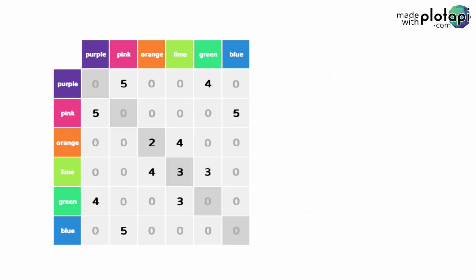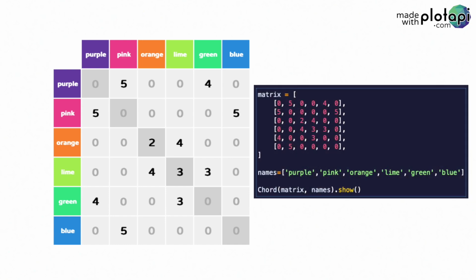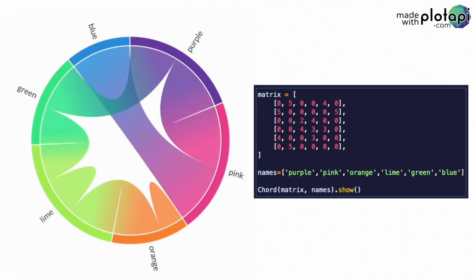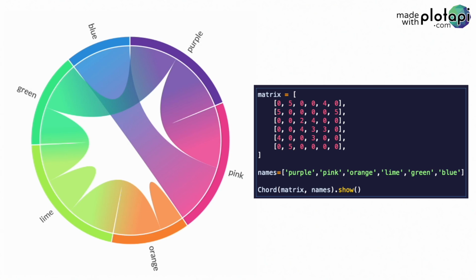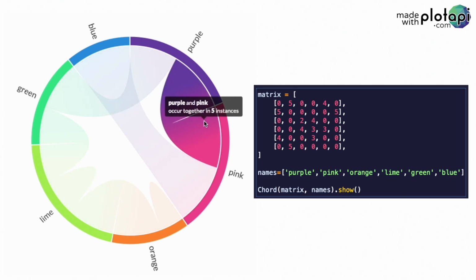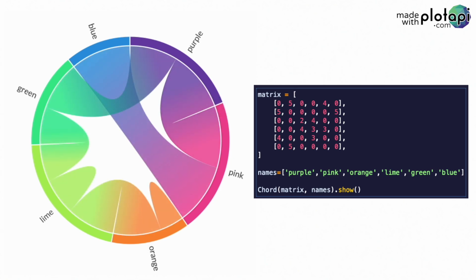Now onto the code. Let's store this in a list of lists in Python, and pass it into PlotAPI Chord along with the names of our entities. Looking good, and with PlotAPI Chord, it's interactive without any extra work. Let's spot check a few relationships. We know there should be 5 co-occurrences between pink and purple, and we can confirm this by mousing over the chord. And we know lime should have 5 occurrences. Again, we'll confirm this in the same way.